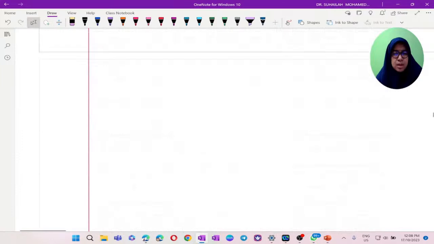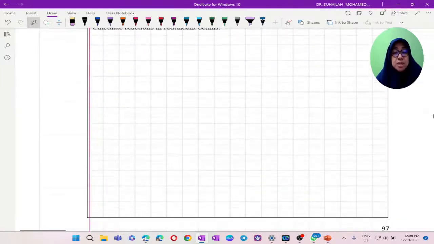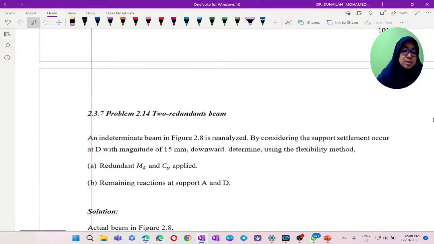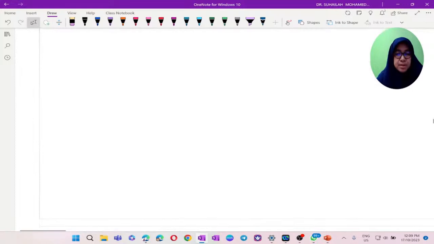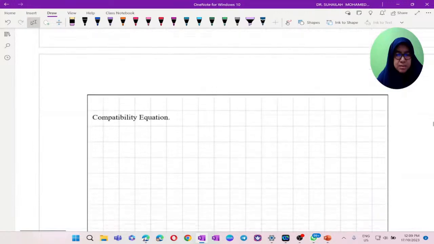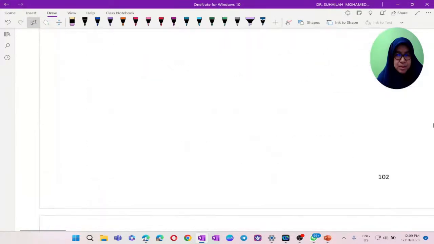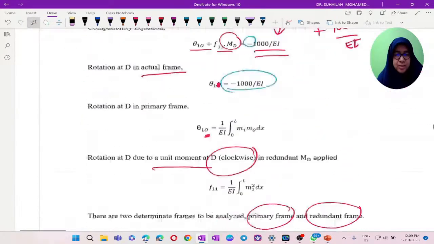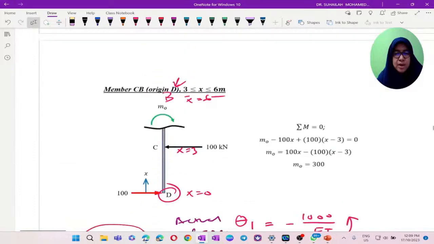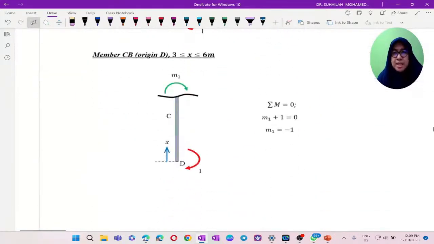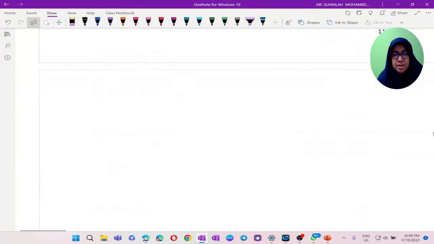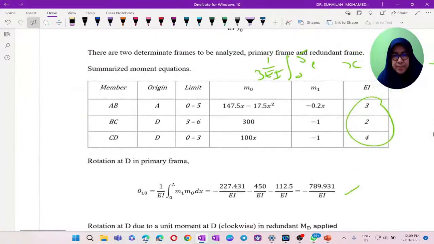So I want to choose one frame question to do an exercise for today. Okay, we move to frame question. This is one redundant. I want to do two redundant. For the rest, you have to do it on your own. Practice, practice, and practice. A lot of practice, in order for you to enhance your skill and understanding.